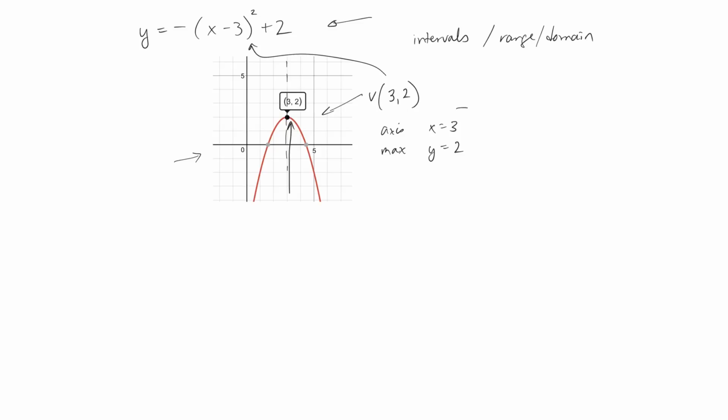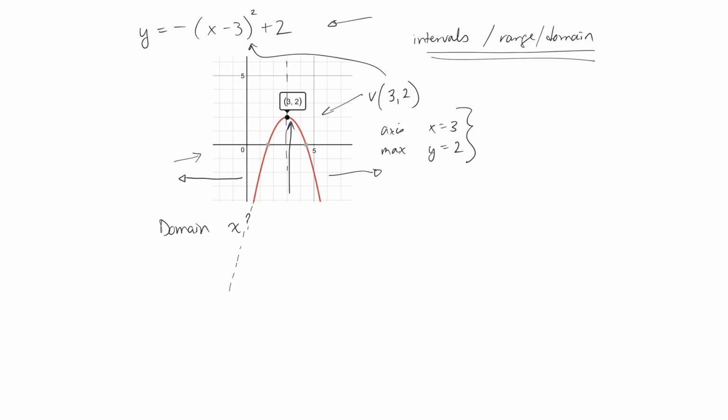So really this is the information that I need to know in order to figure out this stuff up at the top. Let's start with domain. Domain asks, what are all the x values? So what are all x values possible in that function? Well, it looks like this graph keeps going down this way forever, and I'm wanting to know how far left I can go and how far right I can go.